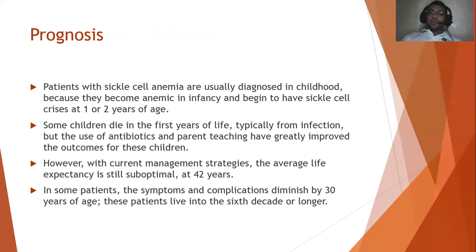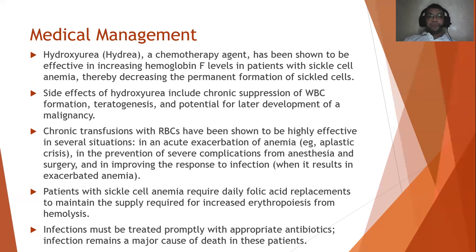However, with current management strategies, the average life is still suboptimal. As you can see here, the average life expectancy of children or people with sickle cell anemia is at 42 years of age, which is very low for the standards that we have today for the life expectancy. In some patients, the symptoms of and complications diminish by 30 years of age, and these patients may live into the sixth decade of life or longer. So some of them can be fortunate enough to be 60 or more in age.